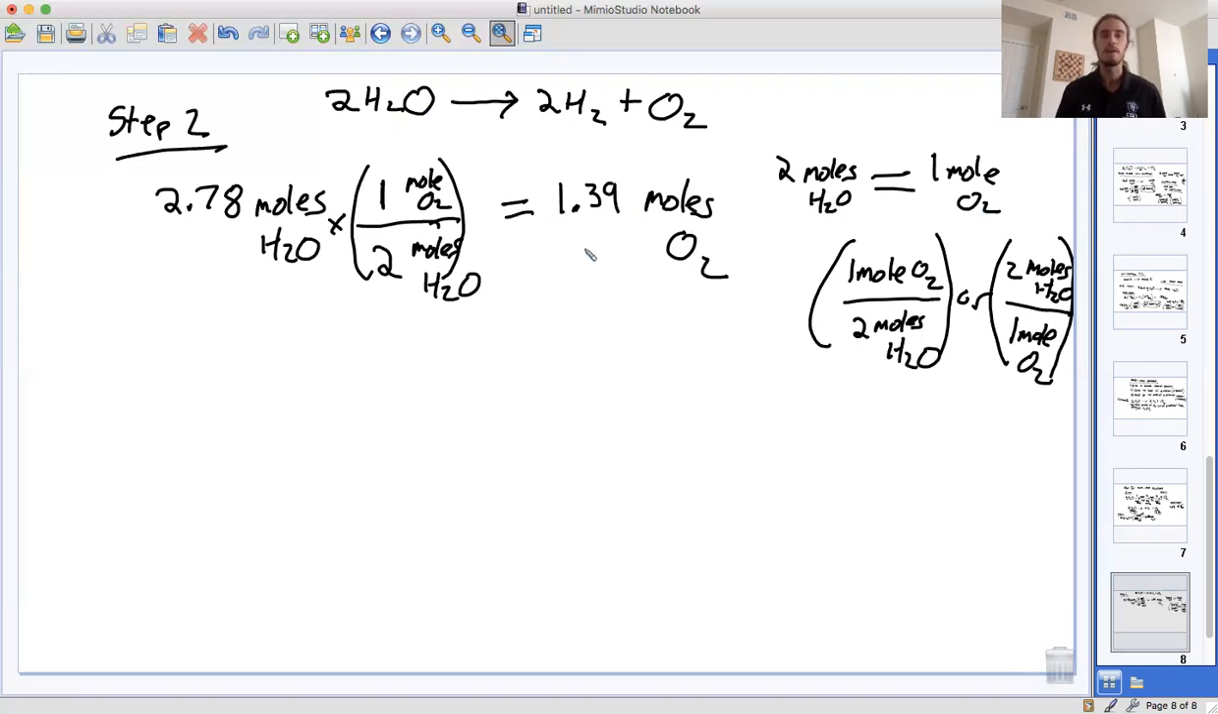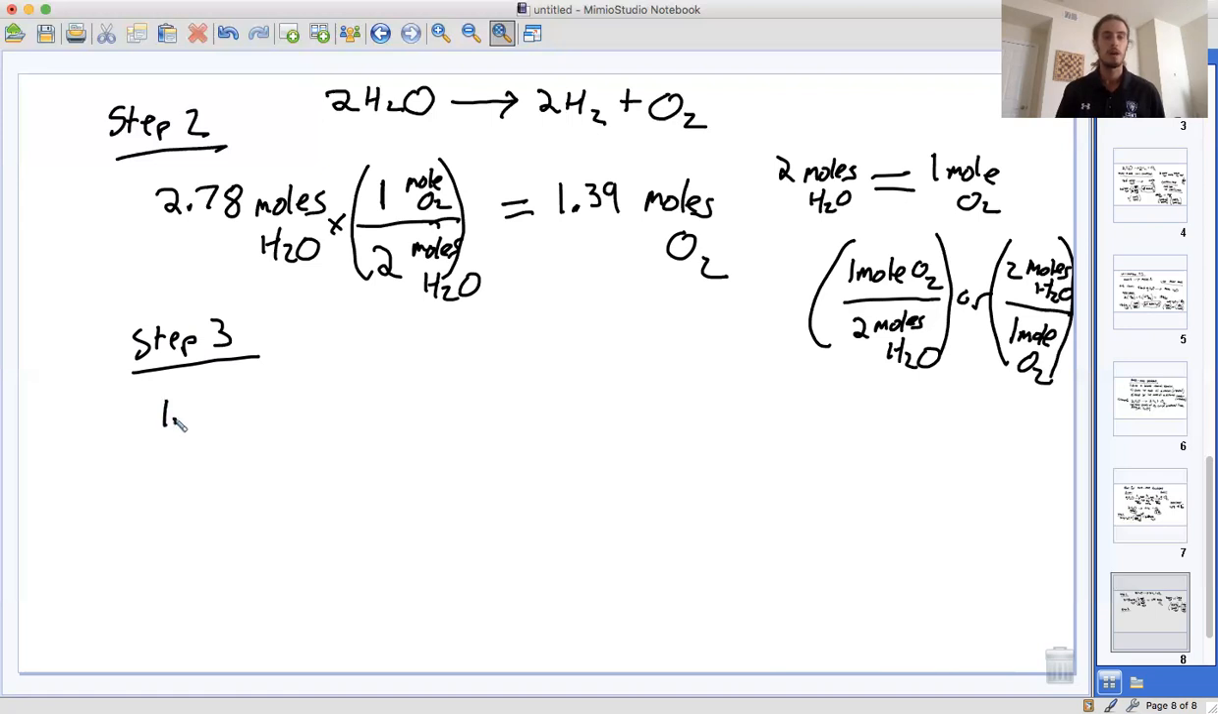And the amount of oxygen we make is half the amount of water we started with, so that makes sense if you look at the ratio as 2 to 1. All right, let's finish the problem. Step 3. The question asked how many grams of oxygen are made. It didn't ask for the moles of oxygen. It asked for the grams of oxygen.